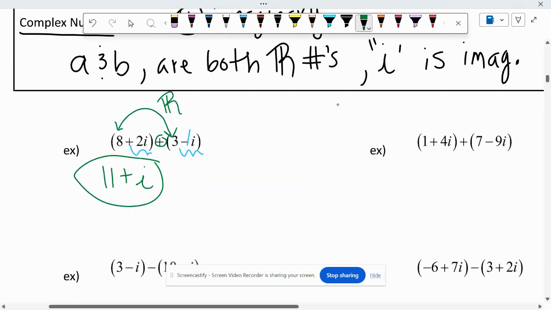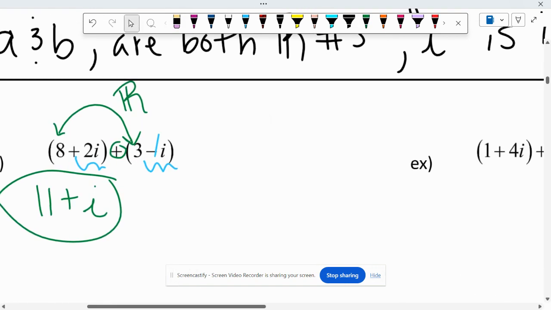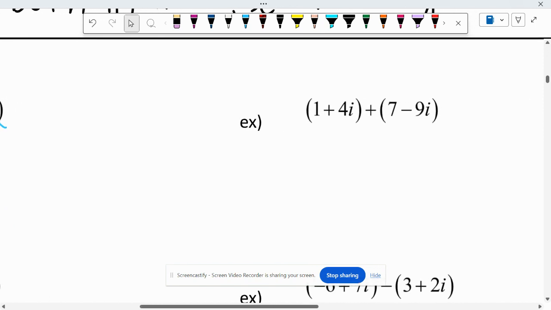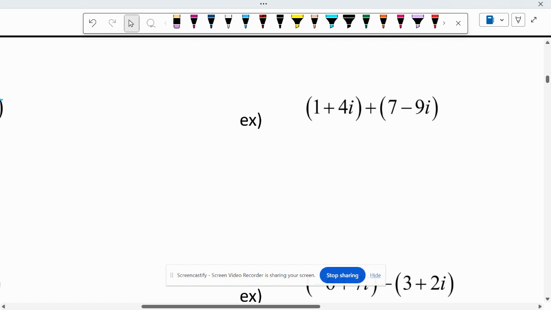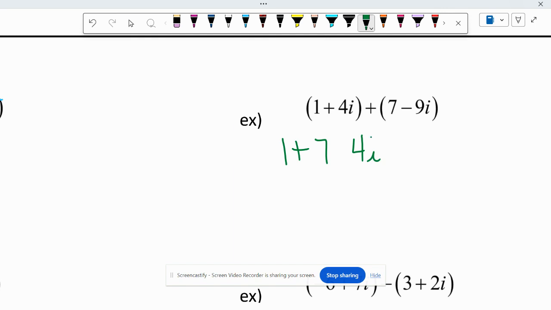I'll rewrite this next one so you guys can see it. I'll spread it out. Okay, so let's combine our like pieces. So I have 1 plus 7. And then I have 4i minus 9i. So this becomes 8. And what is 4 minus 9?